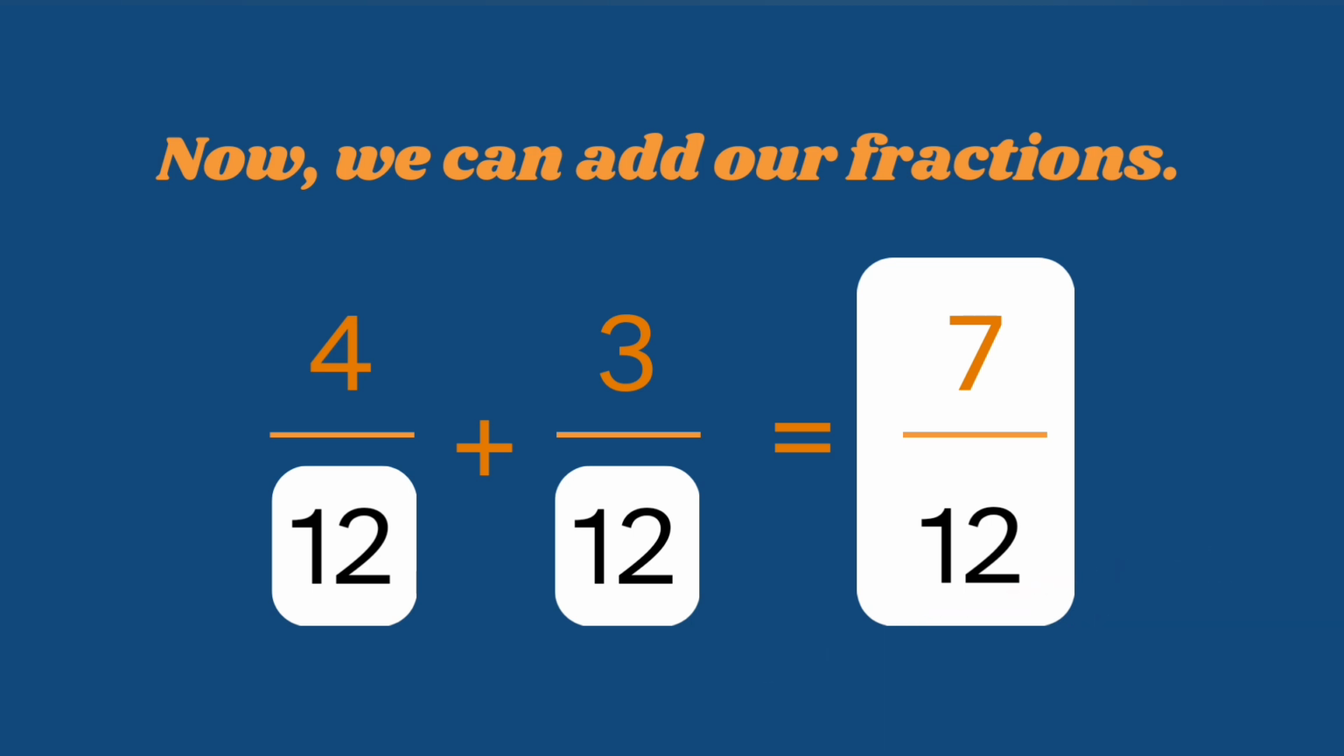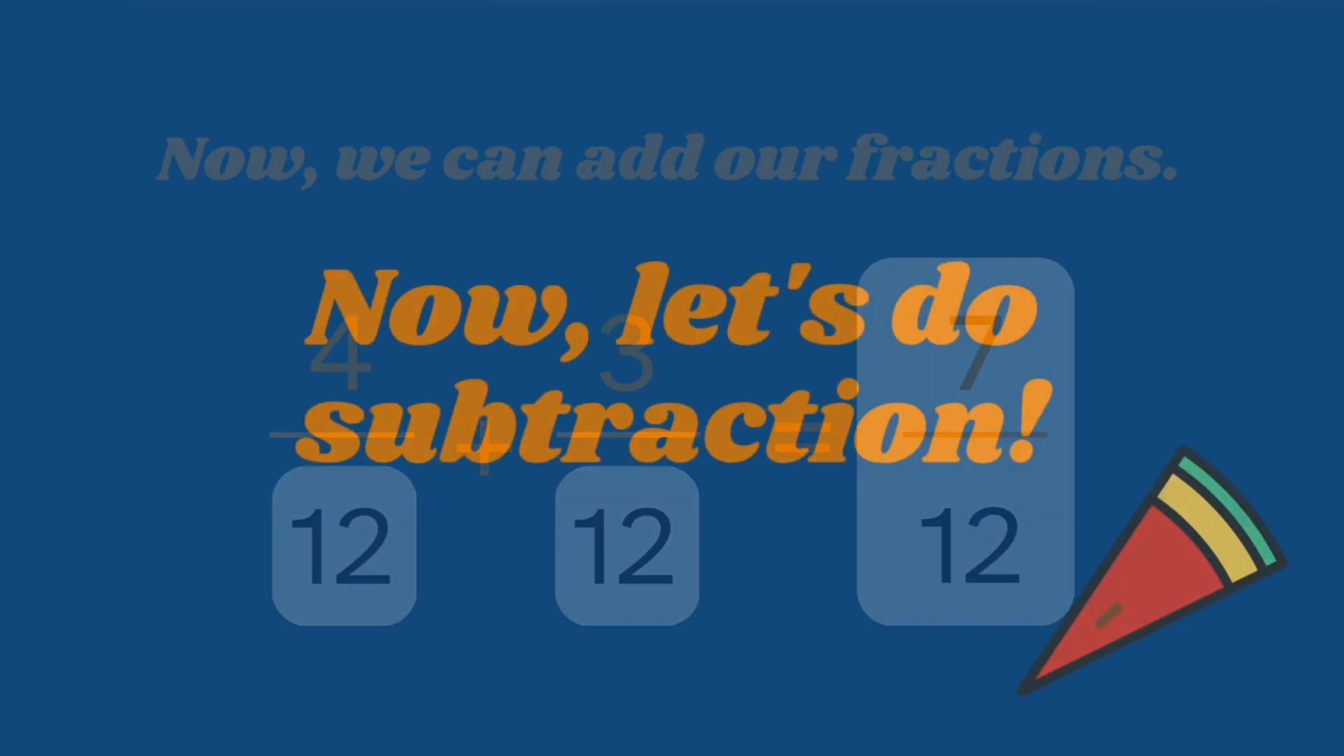Now we can see whether it is simplified further. If it is not further simplified, then we can stop here. 7 by 12, can it be simplified further? If no, then we'll stop here. 7 by 12 is the answer. In this way, we have to add the unlike fractions.